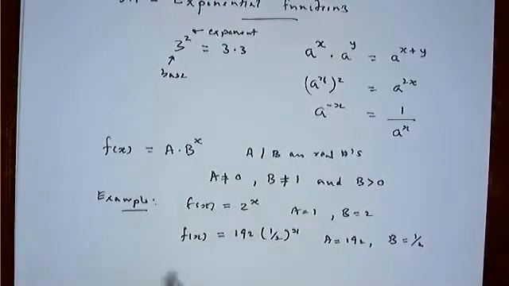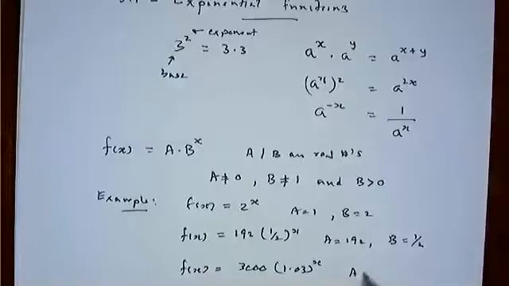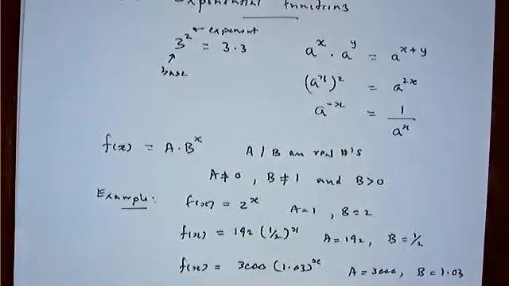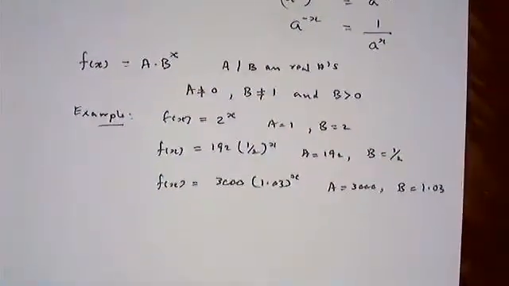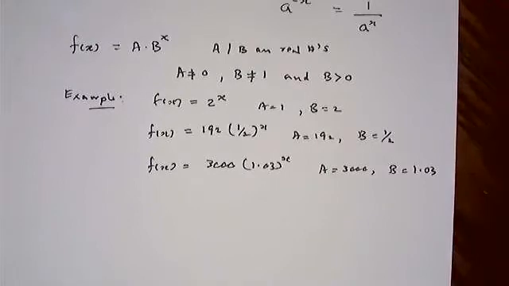Or you can even have a function in that form. You will see a lot of these later on. Like 3000 times 1.03 to the power x, where now a will be 3000 and b will be equal to 1.03. Is that clear to everybody? Any questions on that? How to identify an exponential function? All right. So no questions.